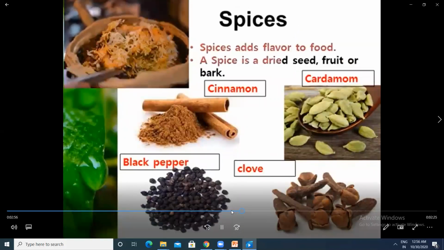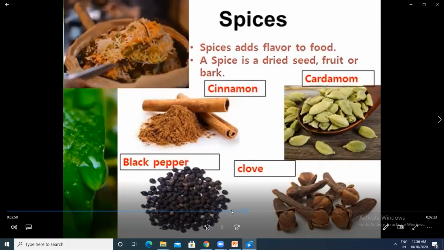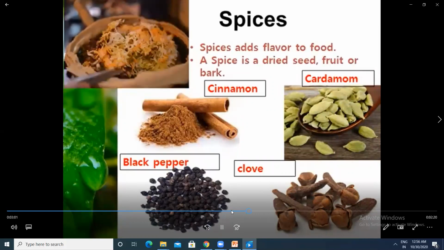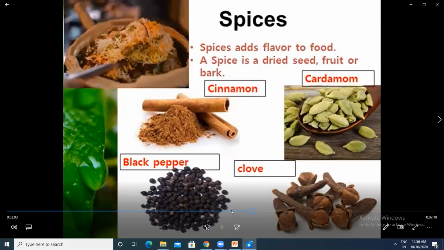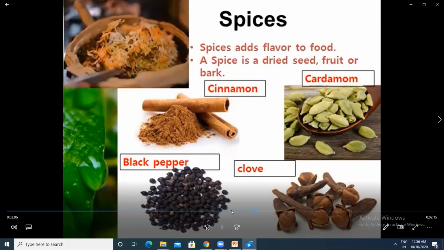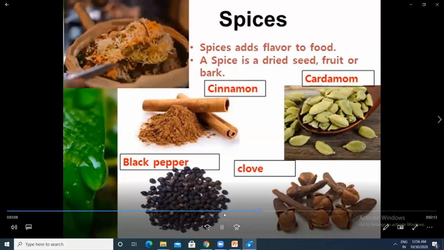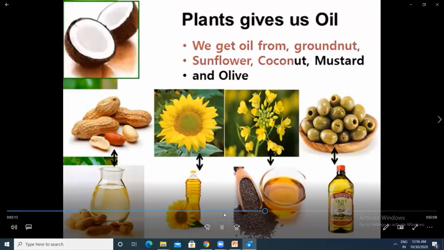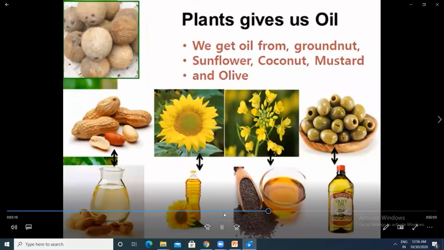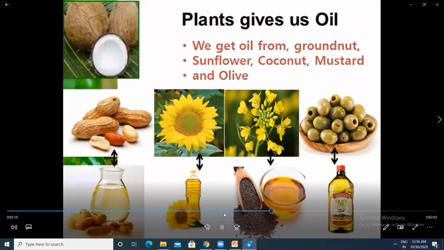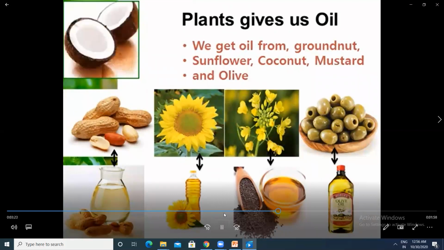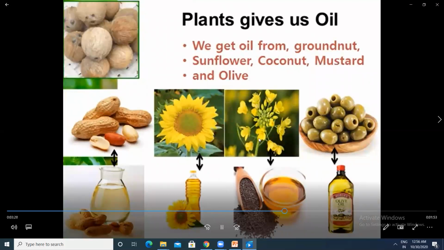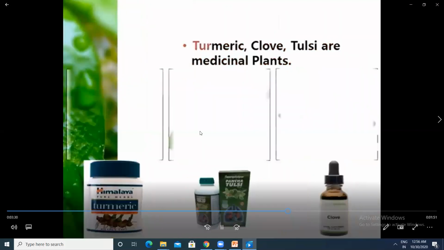Okay, now the spices. So children, as we know, spices add flavor to our food. Spices are a dried seed, fruit, or bark. Some examples of spices are cinnamon, cardamom, black pepper, and clove. Now the next food item: we also get oil from the plants. We get oil from groundnut, sunflower, coconut, mustard and olive. Okay, so these are the oils which we get from the plant.